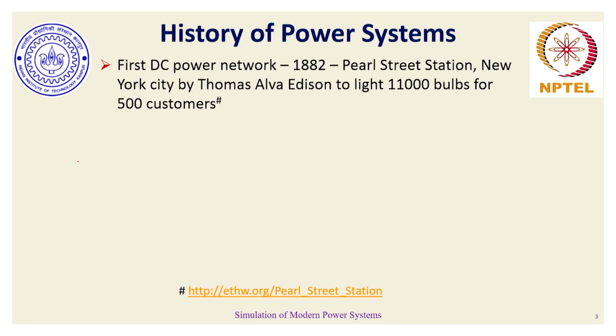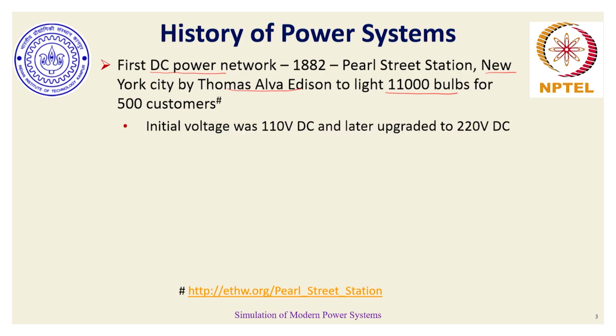So to begin with, we all know the evolution of power systems. The need for power systems arose because generation and the electrical load need not be placed at the same geographical location, and hence we need a power network which would transmit the power from generating stations to the load ends. Conventionally, the first ever recorded well-known power network was a DC power network established in the lower Manhattan area of New York, thanks to Thomas Alva Edison, which was primarily meant for lighting purposes. 11,000 bulbs were being electrified for 500 customers.